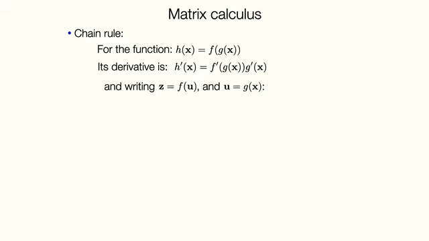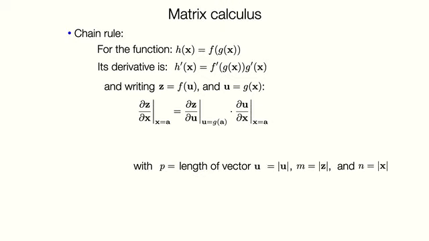All right, so then actually if we write this out as z is f of u and u is g of x, then you can write it out this way, right? Essentially you can write this out as the multiplication of two partial derivatives. So that means that p would be the length of vector u, and m would be, wait, what is p? What am I talking about?